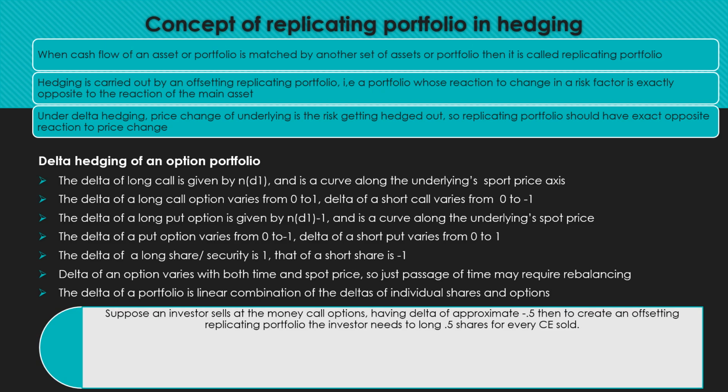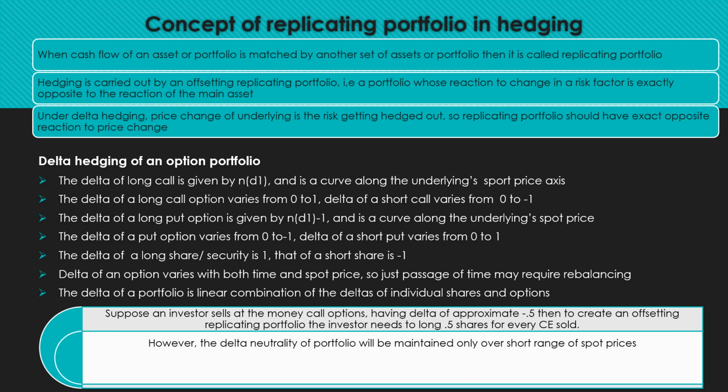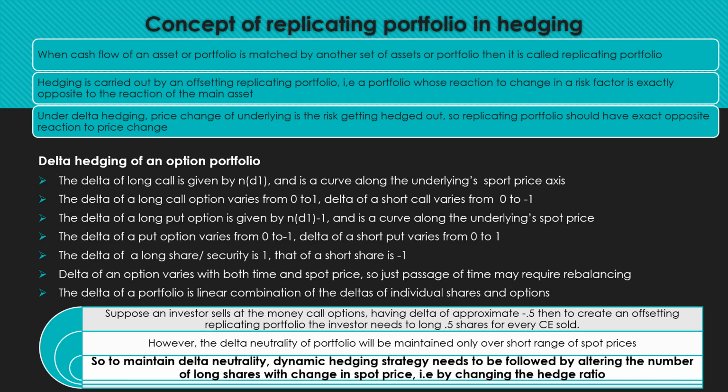Now, suppose an investor sells at the money call options having delta of approximately -0.5. Then to create an offsetting replicating portfolio, the investor needs to go long 0.5 shares for every call option sold. However, the delta neutrality of the portfolio would be maintained only over a short range of spot prices. So to maintain delta neutrality, a dynamic hedging strategy needs to be followed by altering the number of long shares with change in spot price, that is by changing the hedge ratio.